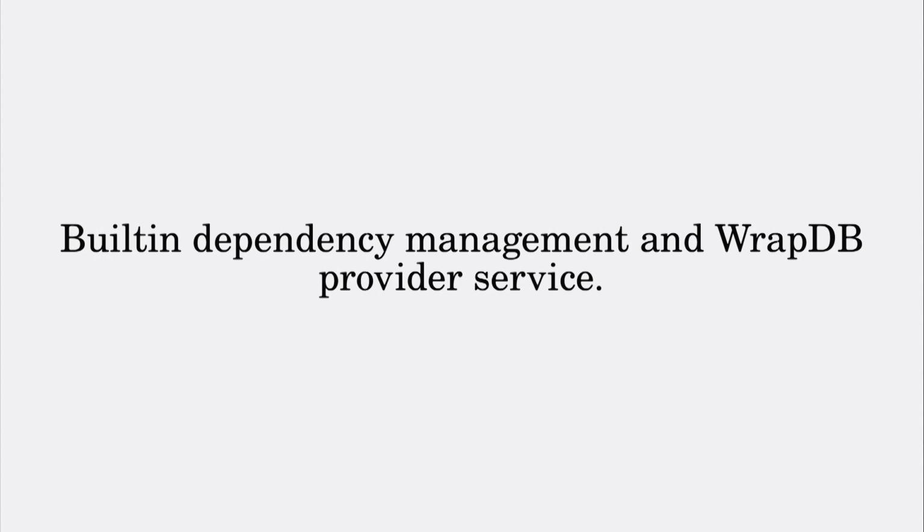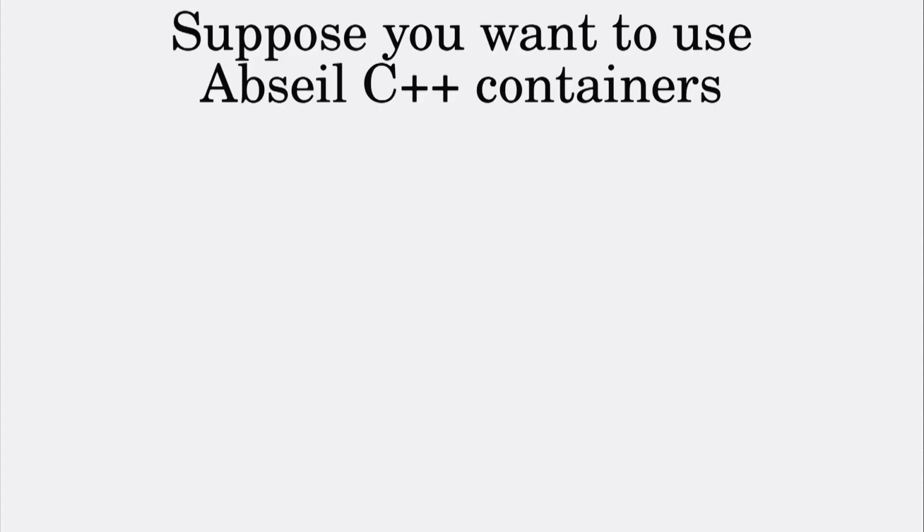So we have dependency management, because every build system needs to have a dependency management story. And there's a web service called WrapDB where you can download stuff. So as an example, suppose in your project you don't like std unordered map, it's too slow, you want to use something fast, and you want to use the Abseil C++ containers.